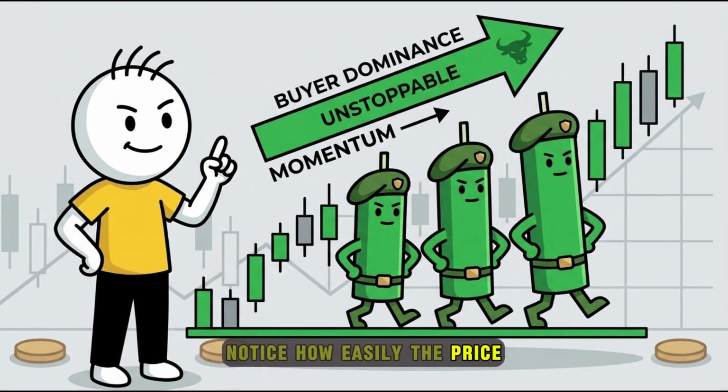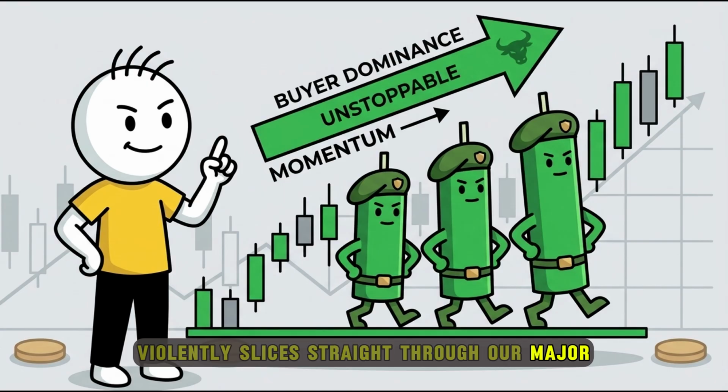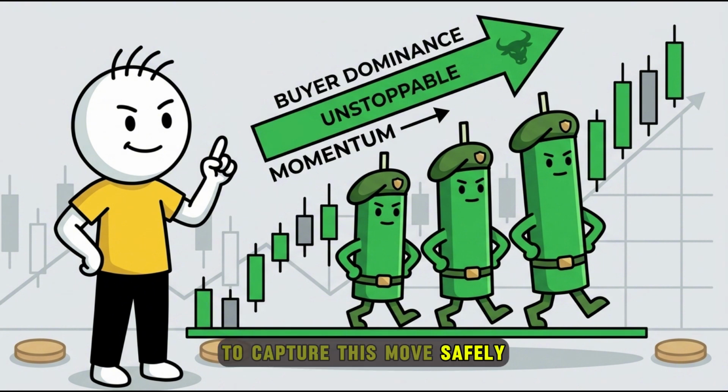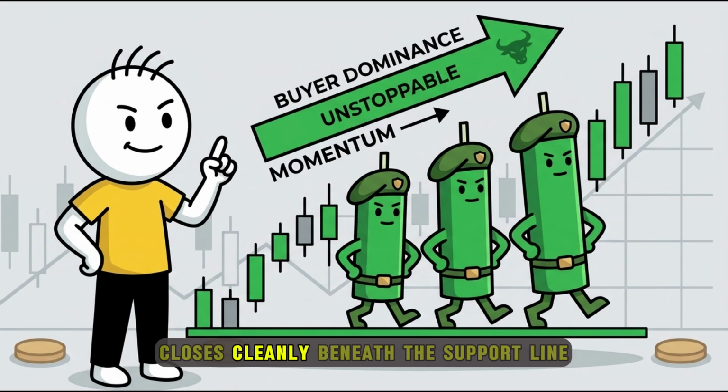Notice how easily the price violently slices straight through our major historical support levels, without showing a single ounce of hesitation. To capture this move safely, we wait for a clean structural break of the support floor. This massive low close bear candle closes cleanly beneath the support line, locking in a flawless bearish entry signal.